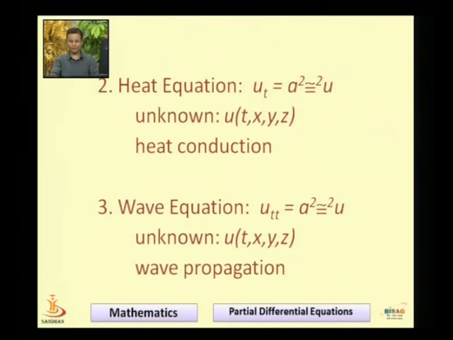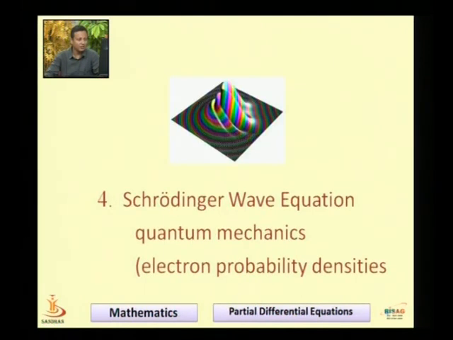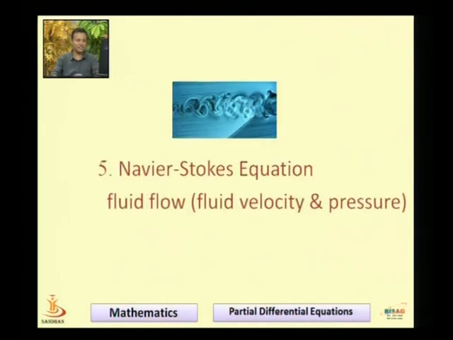Second is the heat equation. It is del u by del t is equal to a square. I think there is some problem with the equation in this font. Next is the wave equation, and next is the Schrödinger equation. Schrödinger equation comes in quantum mechanics and electron probability densities. Next is the Navier-Stokes equation, for fluid flow, fluid velocity, and pressure. Navier-Stokes equations are very important in problems containing fluid dynamics or fluid flow.